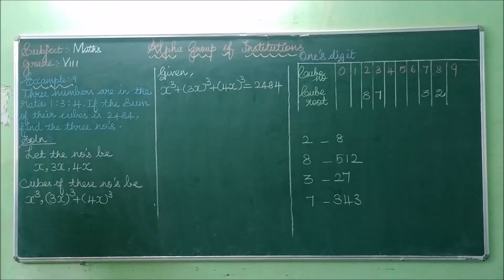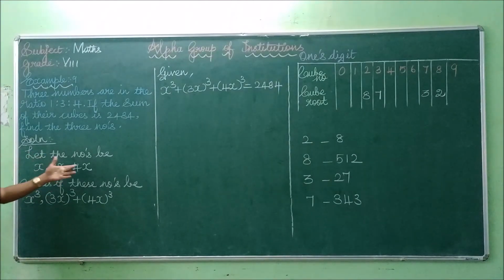Example number 9. Three numbers are in a ratio 1:3:4. If the sum of their cubes is 2484, find the three numbers. So they have simply given a ratio only. We have to find those numbers. What are the numbers? If you sum up the three values' cubes, you will get a result of 2484. So we don't know.